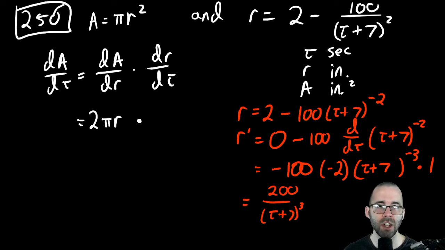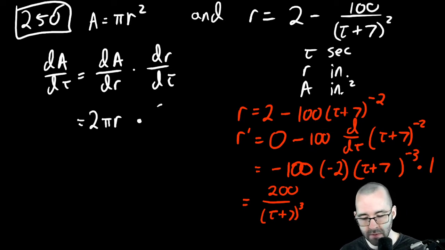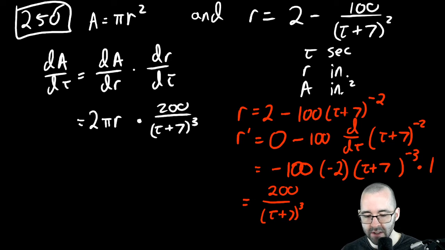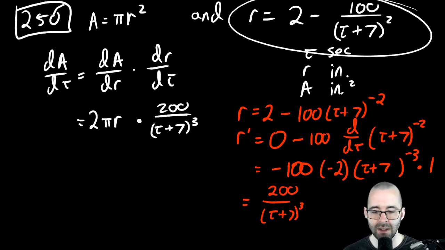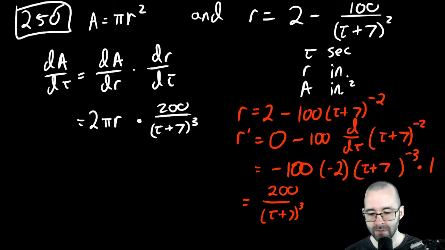Just doing a quick double check. Yep. So we're not done yet though. Remember the problems that we did with Leibniz notation. The last step was always putting everything in terms of the variable that we want. We want to know how the area is changing over time, so our answer shouldn't have the radius in it. The radius is this, so we substitute.